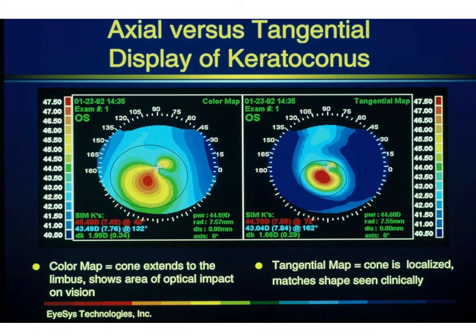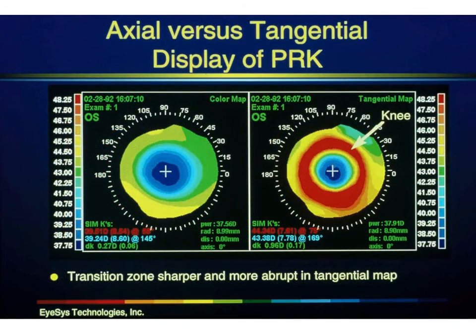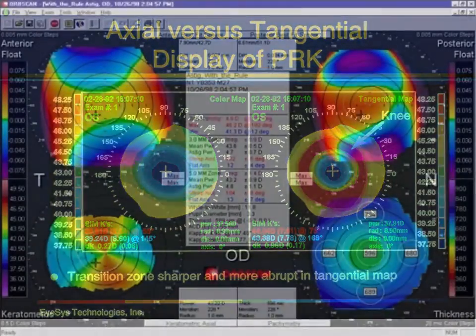So this is a patient with keratoconus. We can see the optical effect of the cone on the left, but we can see the extent of the cone with the tangential map on the right. Again, axial maps are what you're going to mostly see. Again, axial versus tangential map in a patient with PRK. Tangential maps are better at localizing features.